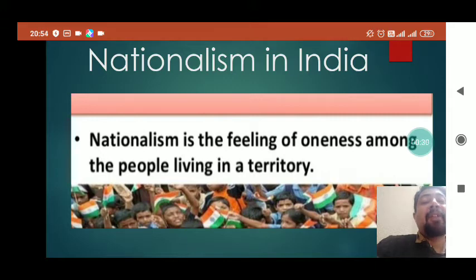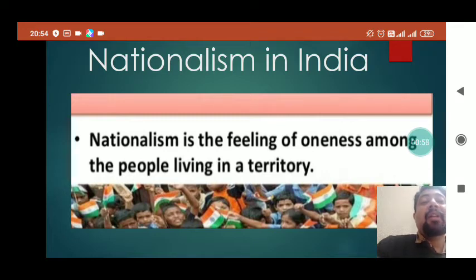Before that, we will try to understand the causes of the mass movement, or the circumstances that led to the mass movement. So let us discuss the meaning of nationalism first. Nationalism is the feeling of oneness among the people living in a territory or in a piece of land. Here we need to understand that when Britishers came here, India was not united. There was no feeling of oneness among the different people, and that is why Britishers became successful in ruling India.